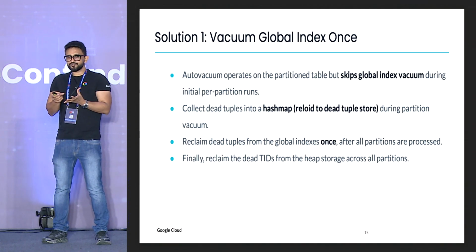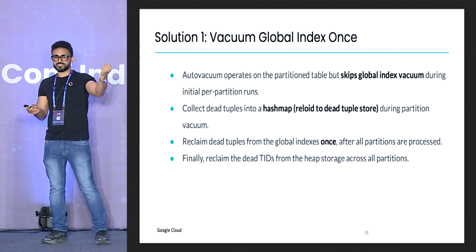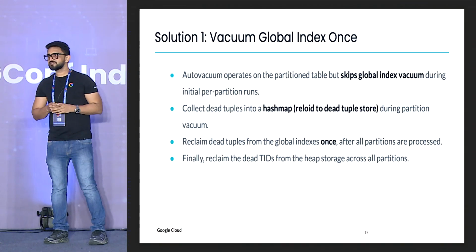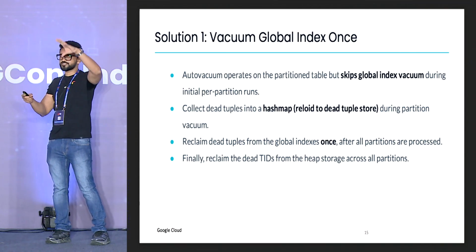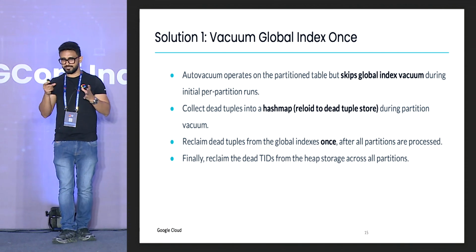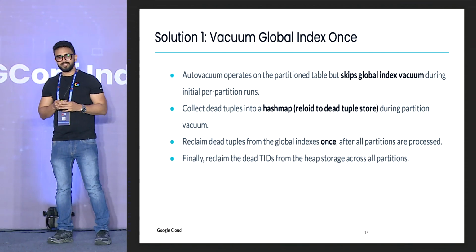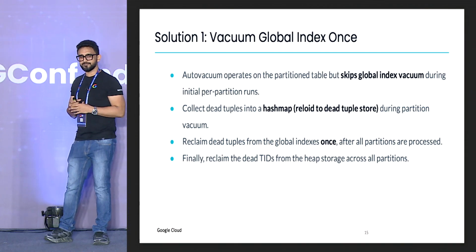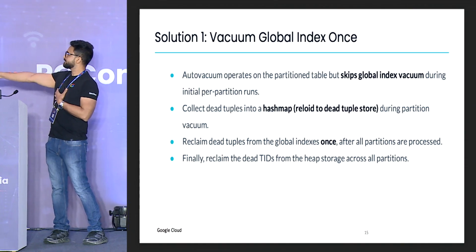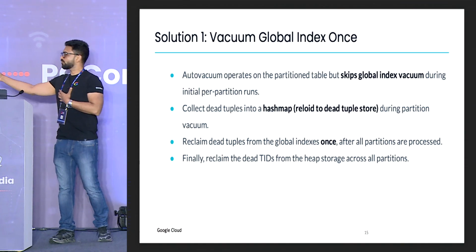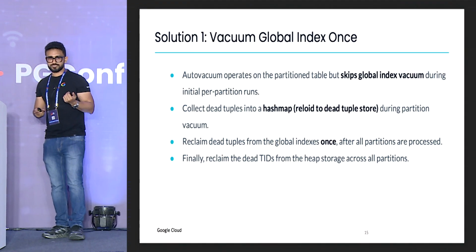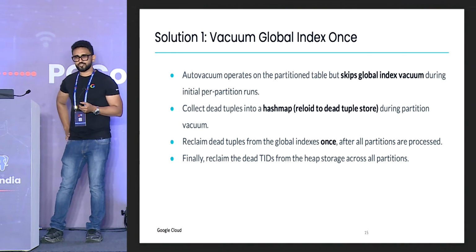So we'll take a dead TID store, and we store it into a hash map. The mapping will be from relation OID to a dead TID store. And once you are done with all the partitions in that hierarchy on which a global index exists, then we will do the global index vacuum only once, after you have multiple dead TID stores. And for reclaiming the dead TIDs from the heap, you need to do all the index vacuum. It means the global index has to be done. So only after the global index vacuum is done, you need to go and reclaim the dead TIDs from all your partitions. So that is how we are doing multi-phase vacuum, but vacuuming the global index only once.